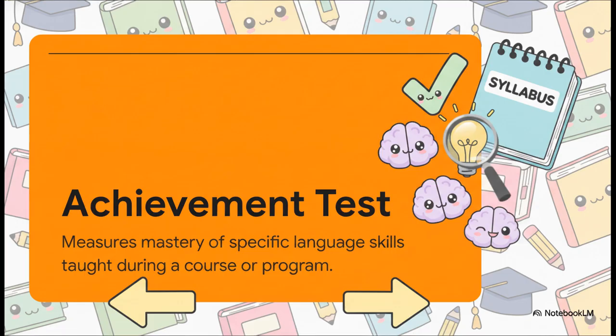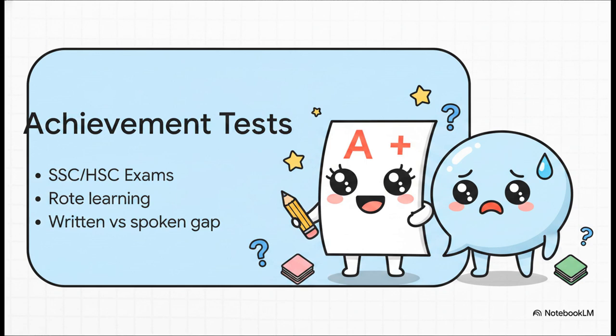Simple as that. But here is where it gets really interesting, because there's often this massive, stark gap between passing a test and actually being able to communicate. As our source material highlights, in places like Bangladesh, students often achieve incredibly high grades in written English examinations, like the SSC or HSC, but then they completely struggle to hold a conversation in the language. It creates this fascinating and honestly frustrating disconnect between academic achievement and practical, real-world language use. You can memorize your way to an A, but you can't memorize your way through a real conversation.